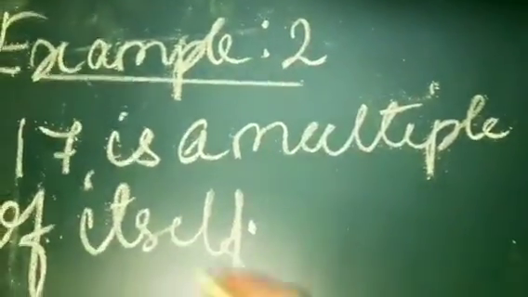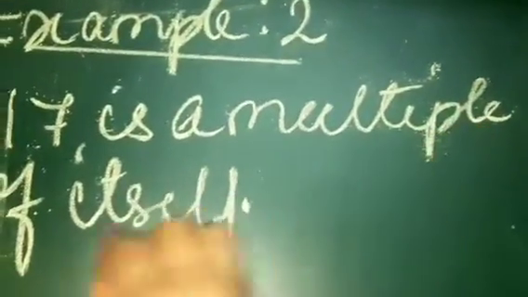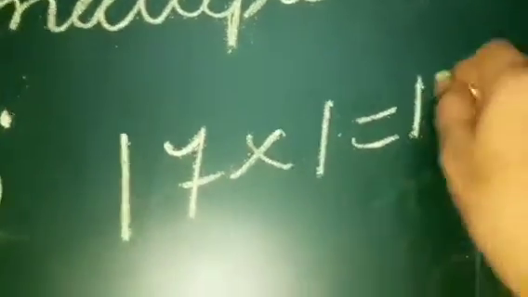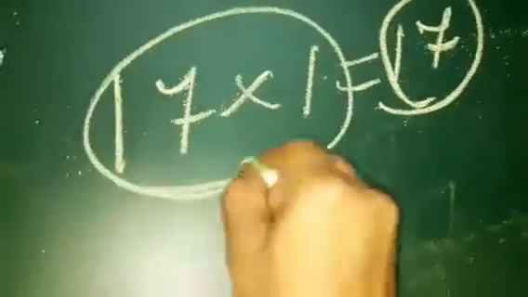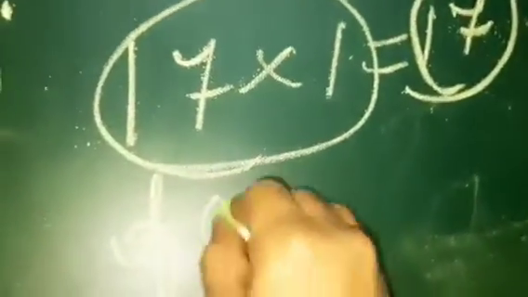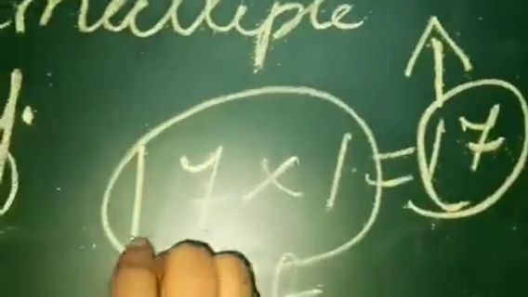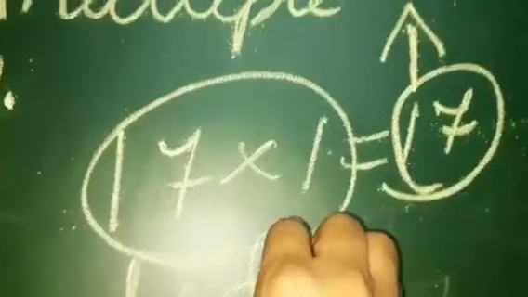Example 2. 17 is a multiple of itself, which means 17 into 1 will give you the multiple 17. 17 and 1 are the factors, and the product which we get after multiplying these two factors is called a multiple.